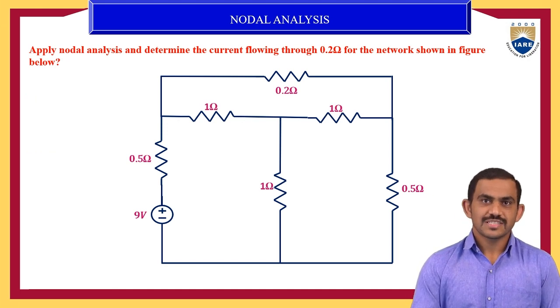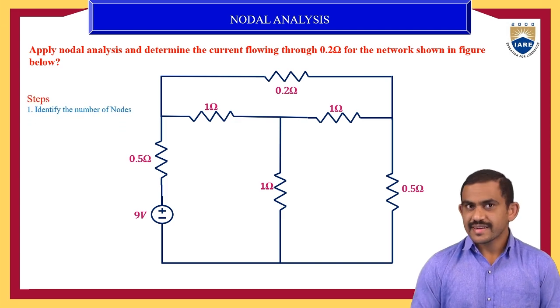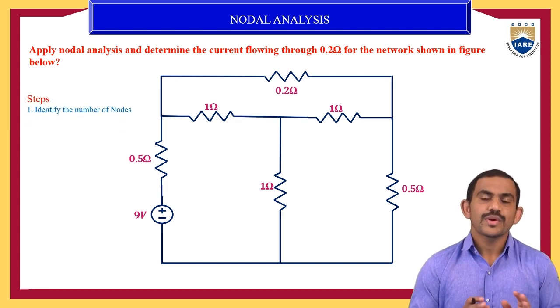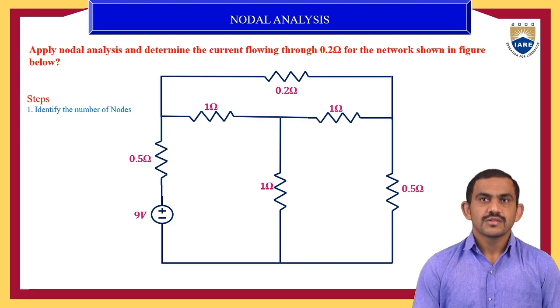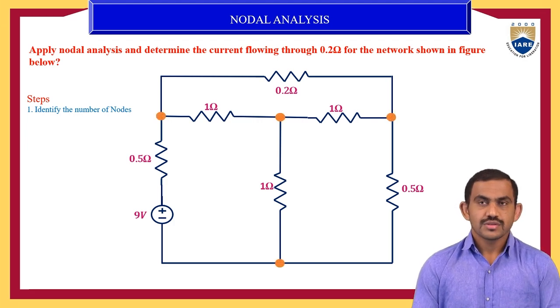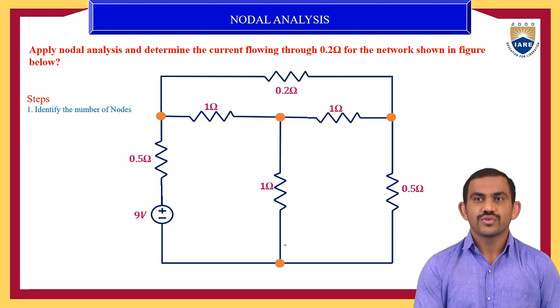Now we will follow the steps one by one. The first step is to identify the nodes. In this circuit, how many nodes do we have? Just check. We have 4 nodes: 1, 2, 3, 4.